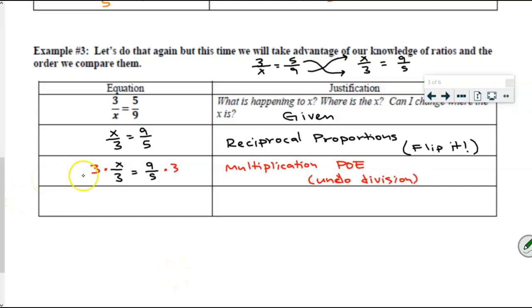And what happens when we do this? The 3 and the 3 end up multiplying out, leaving me with x is equal to 9/5 times 3. Sorry, yeah, 9/5 times 3 is 27/5. Again, how did we get there? We just simplified.